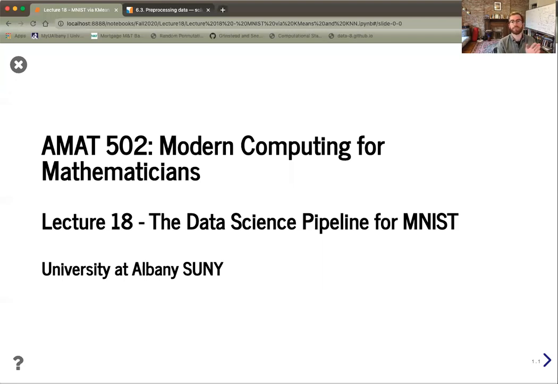Today, we're going to proceed in shortening our lectures at least a bit so that we can focus on the actual mechanics of doing data science. And today, I'm going to go ahead and summarize for you the data science pipeline at a high level and illustrate it on one of the most important data sets in data science, namely the MNIST handwritten digit data set.